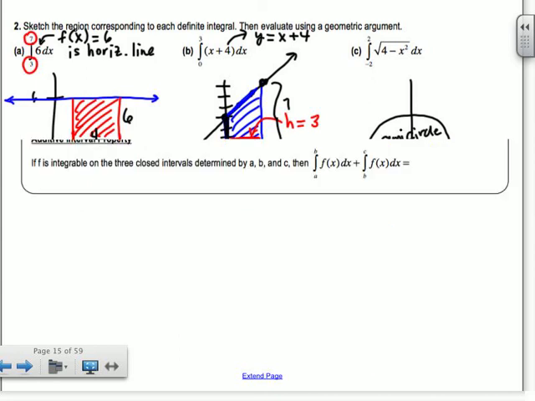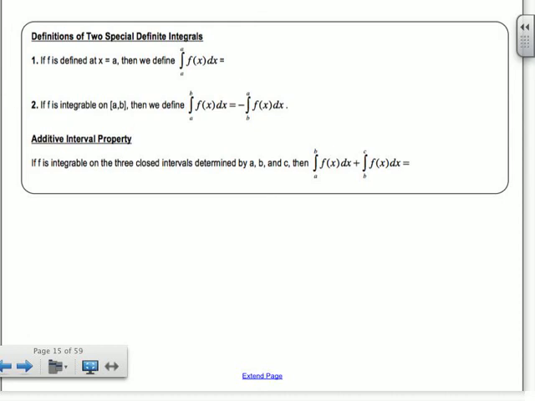All right, so if f is defined at x equals a, then what would the integral from a to a be? 0. Why? There's no width, right? So there was no rectangle there. It was just a skinny little not there line. Dotted line, kind of.